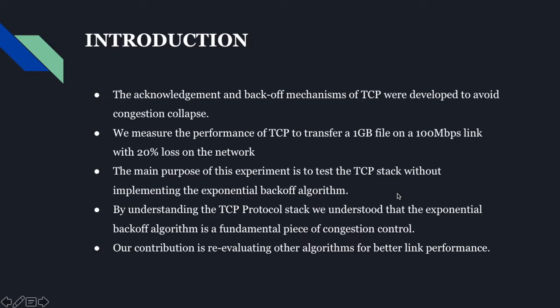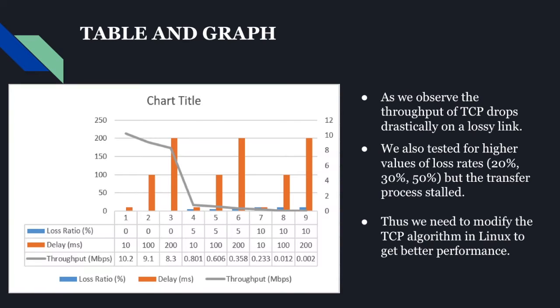kernel. Exponential backoff is an essential part of TCP congestion control, which is implemented using additive increase, multiplicative decrease and linear decrease algorithms. Here in this experiment we remove the exponential backoff and introduce sub-exponential and other algorithms to improve the TCP throughput. Next is table and graph.